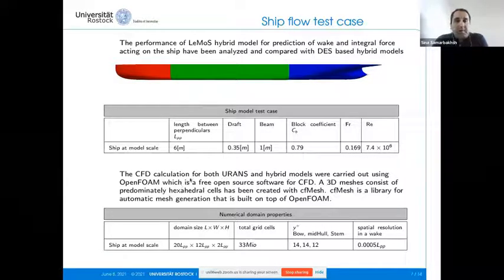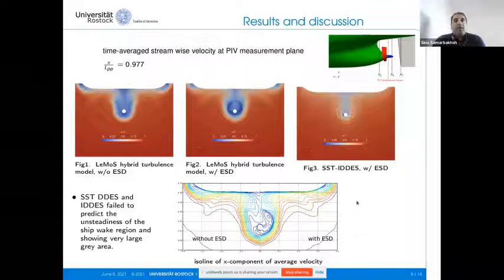I use OpenFOAM for the calculation of URANS and also the hybrid model. I also use the CF mesh for generating a 3D mesh for this ship flow test case. In the table at the bottom of the slide, you can see some information about our numerical domain. The total is 33 million grid cells. The Y plus value is around 14. You can also see the size of our computational domain. Here, I want to go directly to the results.